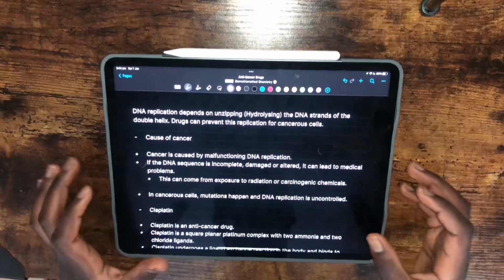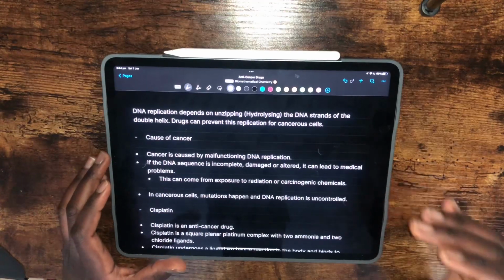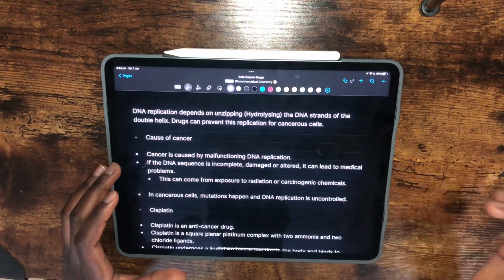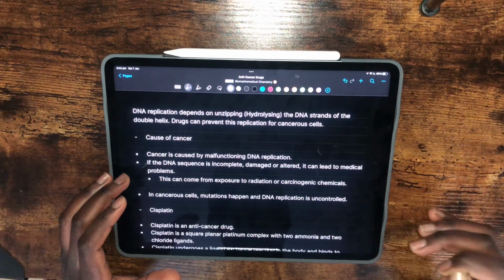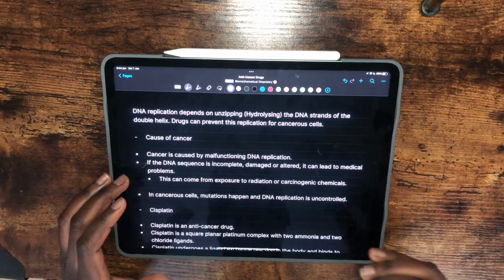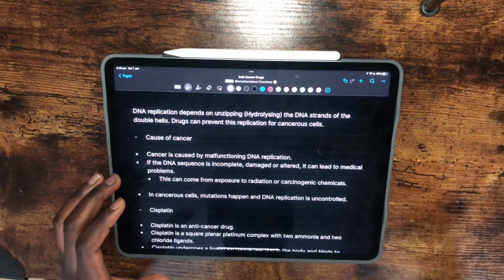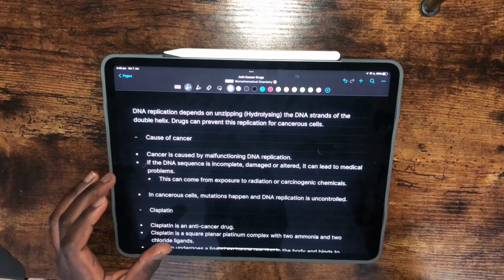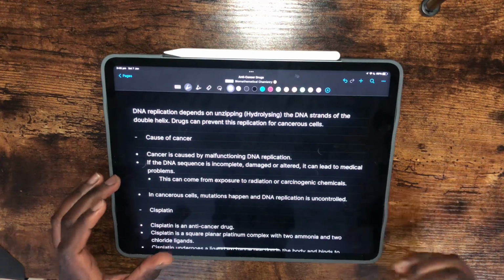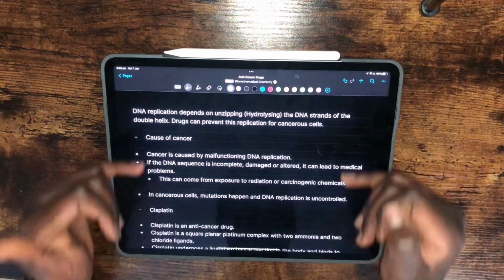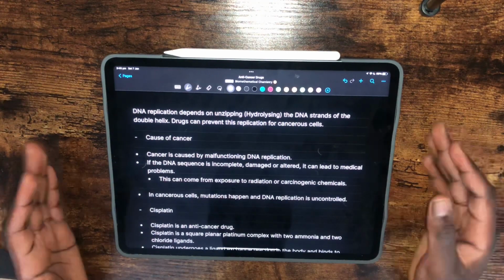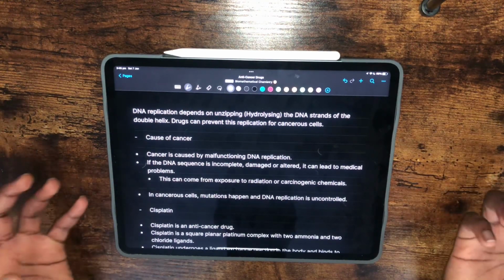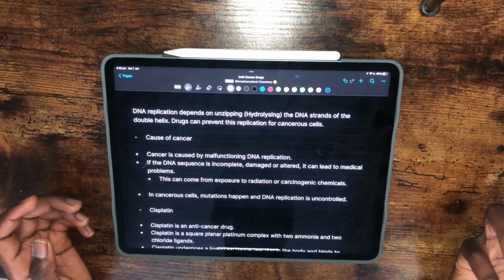So, cause of cancer. Cancer is caused by malfunctioning DNA replication. If the DNA sequence is incomplete, damaged, or altered, it can lead to medical problems. This can come from exposure to radiation or carcinogenic chemicals. In cancerous cells, mutations happen and DNA replication is uncontrolled. This is just explaining to you how cancer cells develop, and that's just due to mutations in the DNA sequence.